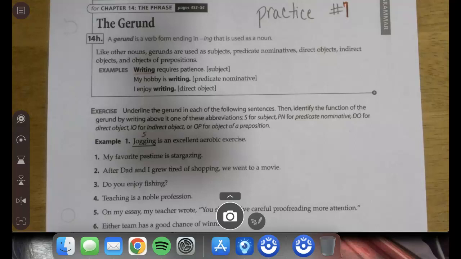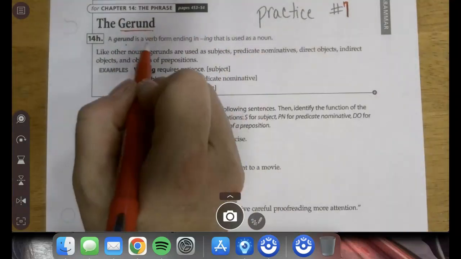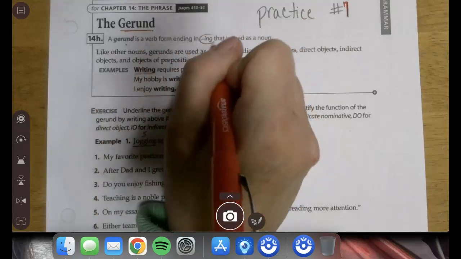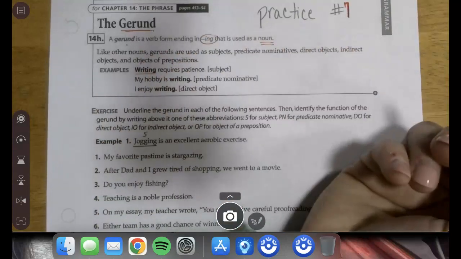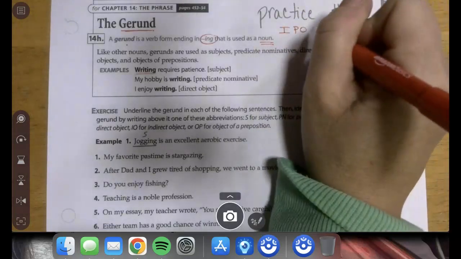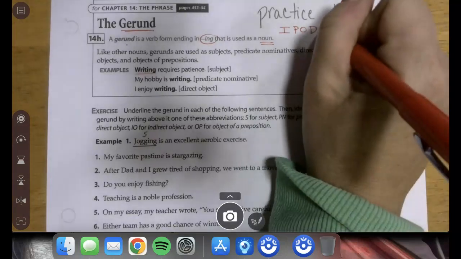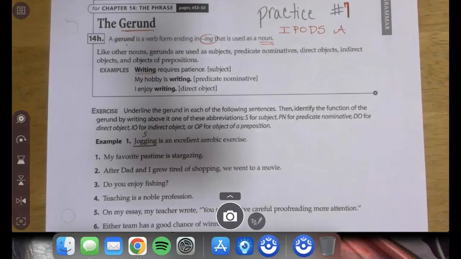So from this point, we have studied what the jobs are that a noun does, and we've done a little introduction to what verbals are. And so we're going to spend most of our time in this first section of the mastery grid talking specifically about gerunds, because gerunds are verbs that end in -ing and they act like a noun, which means they can do those IPODS jobs: indirect object, predicate noun, object of a preposition, direct object, subject, and appositive.